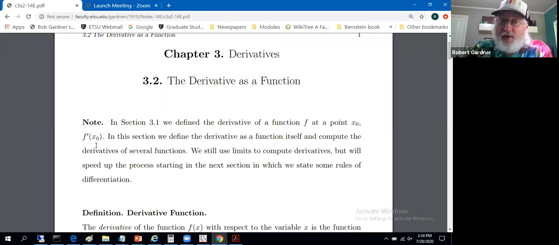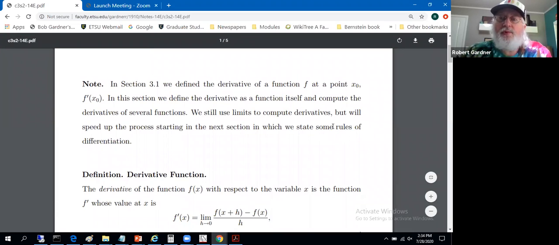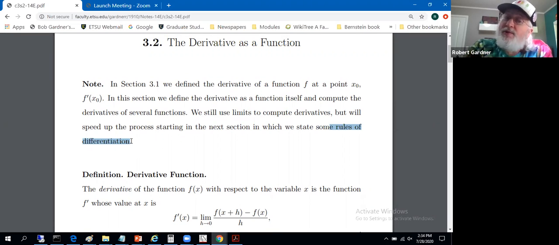So what we're effectively going to do is replace the x sub 0 with a variable x and have the derivative as a function instead of just having it evaluated at specific points. And the technique of computation will be similar to what we had in section 3.1. We'll use limits to compute derivatives in this section. In the next section, we'll have some rules of differentiation, and that'll kind of streamline the computation. All those rules will be established using the limit definition we're about to state.